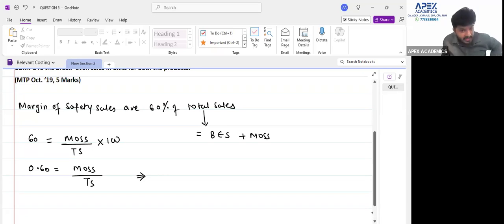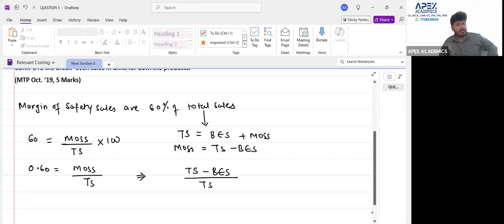Margin of safety sales is equal to total sales minus break-even sales upon total sales. Agreed or disagreed? Because total sales is equal to break-even sales plus MOS. Therefore, can I say that MOS is equal to total sales minus break-even sales? You tell me. Yes or no? Please tell me that. Agreed or disagreed? 100%. Now, let's go ahead.